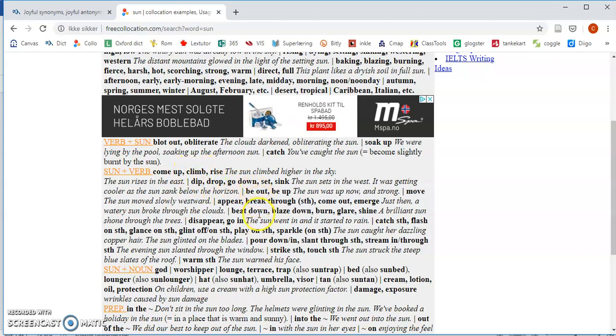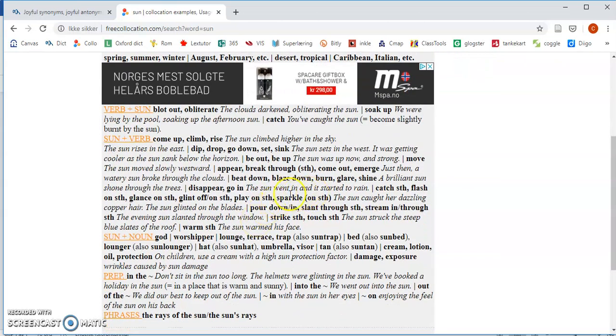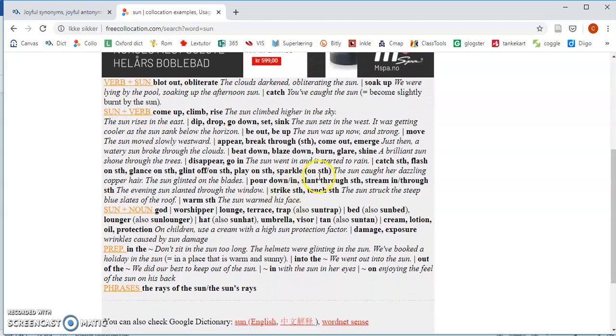I see that there are a lot of words that are used together with sun. And I have to look for something that's appropriate. So here I see shine, which I've used. And here there are glare, burn, blaze. These are a bit more negative because they imply a very hot sun, not so comfortable. This is a good morning, so I don't want to go for any of these. But here you see slant through something, stream in through something. And it says the evening sun slanted through the window.